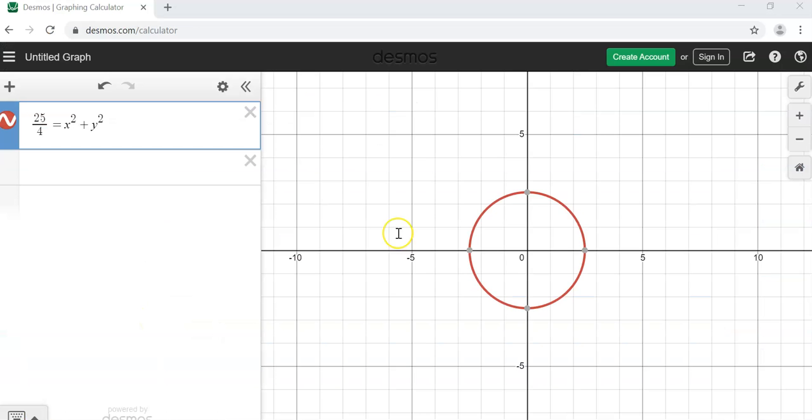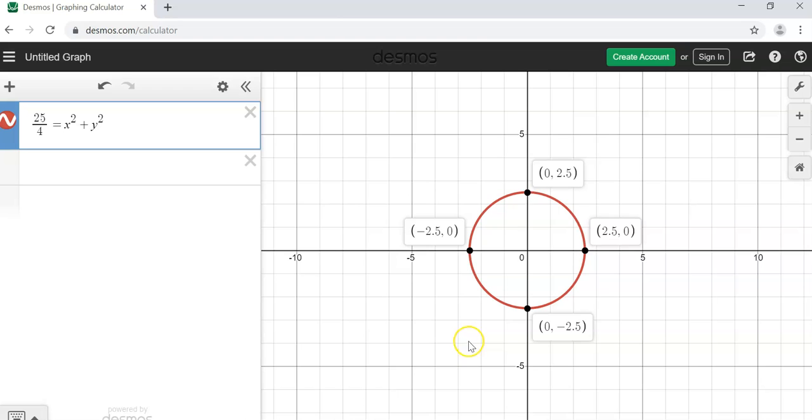Okay, so remember in the formula, the value is equivalent to r squared, and we can see here we've got one edge at x equals 2.5, one edge at negative 2.5, one edge here at y equals 2.5, and then y equals negative 2.5. So this is what the circle looks like, and again, we can see that this radius is going to be equal to 2.5.